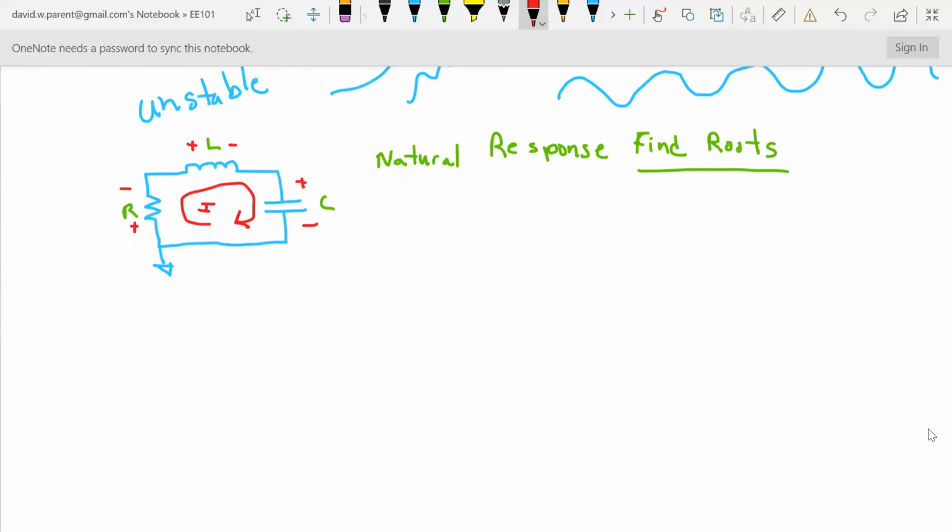Because right here the current is going from bottom to top, so the voltage drop is plus minus. Here it's going left to right, plus minus. Here it's going down, plus minus.